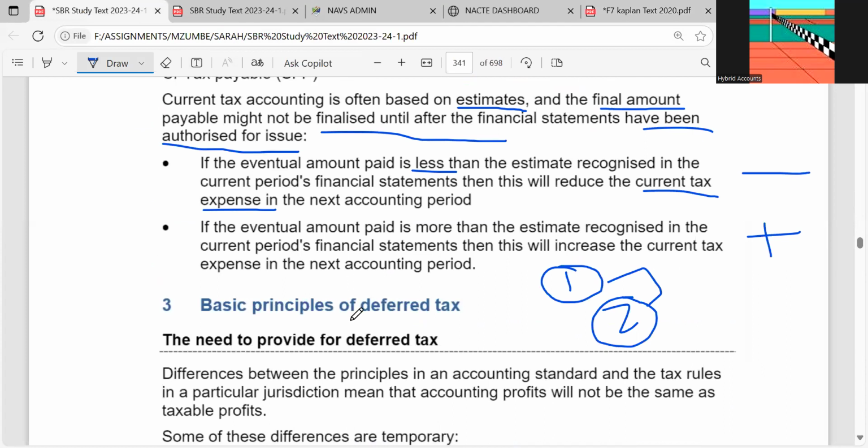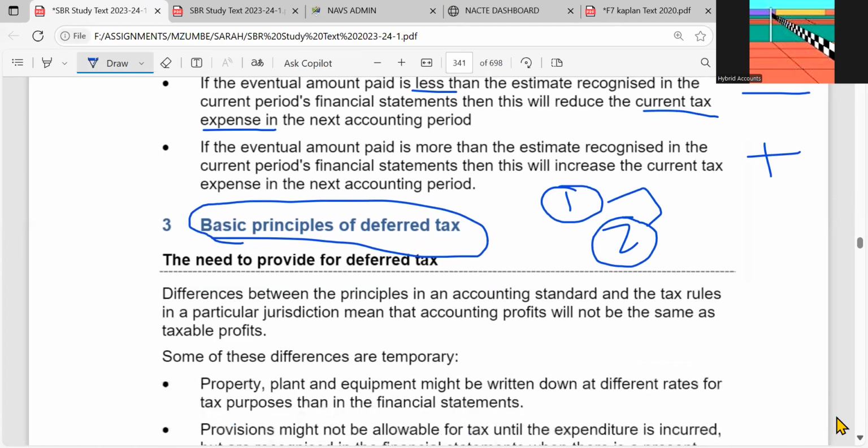Okay, now let's go to deferred tax, starting with the basic principles of deferred tax. The main point in deferred tax is that we focus on timing. Something is done today, or maybe let me give an example of depreciation. That one is a very good example. Let me show you something here.